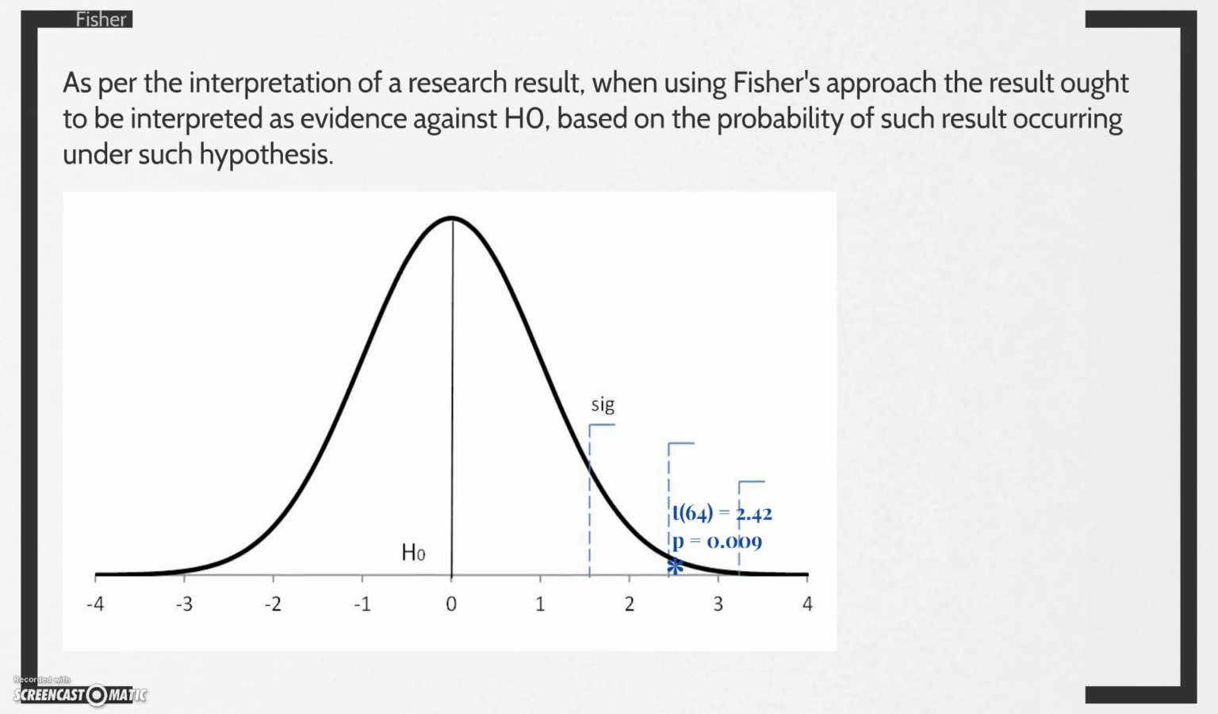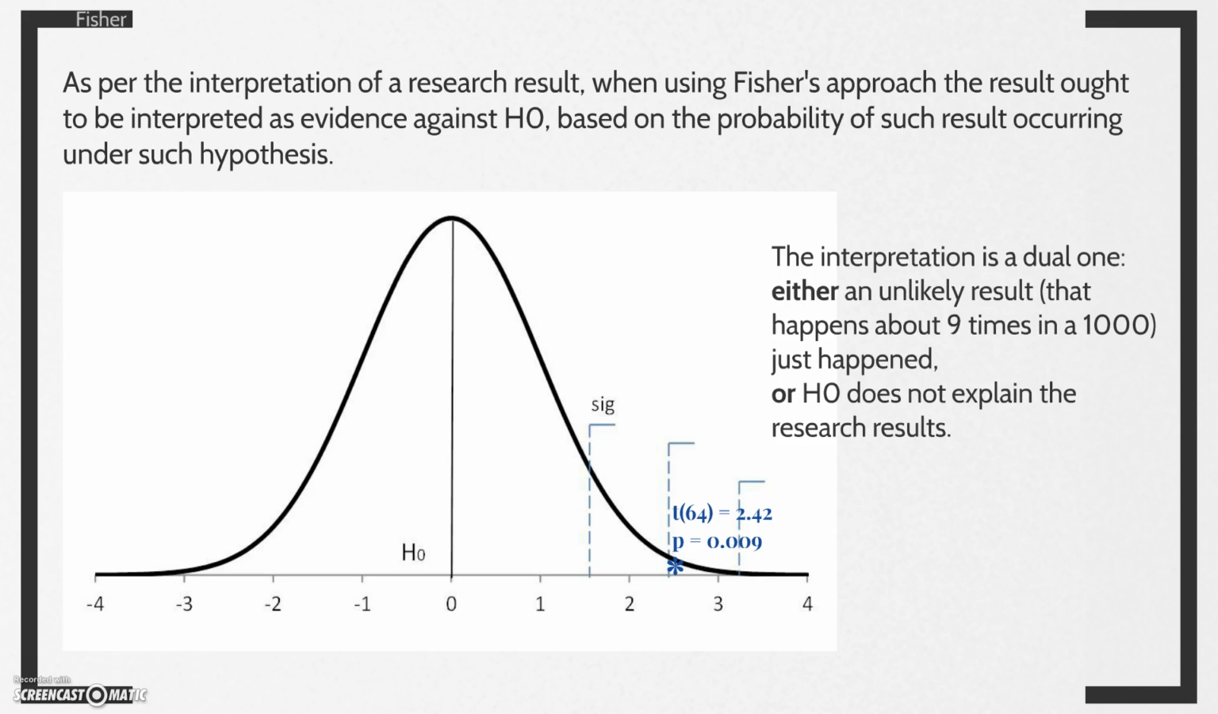As per the interpretation of a research result, when using Fisher's approach, the result ought to be interpreted as evidence against the null hypothesis, based on the probability of such a result occurring under such hypothesis. The interpretation is a dual one: either an unlikely result that happens about 9 times in 1,000 just happened, or the null hypothesis does not explain the research results.